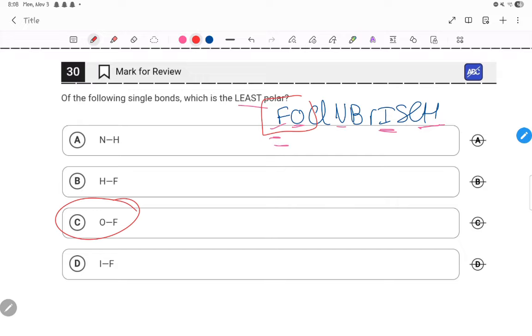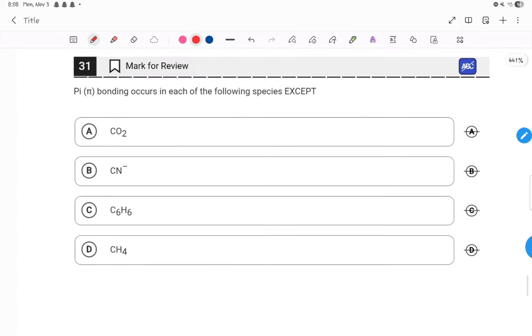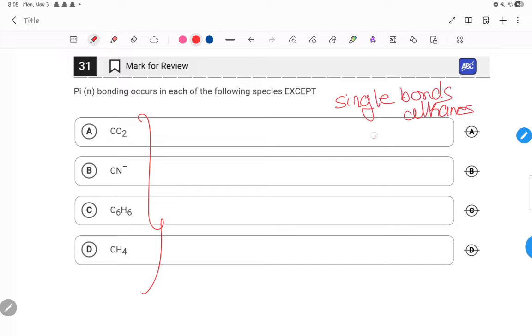We'll move on to 31. Pi bonding occurs in each of the following except. So basically you need to see which one of them does not have a double bond or a triple bond and has only single bonds. Directly speaking, you know that only single bonds are alkanes. And alkanes have a formula of CnH2n plus 2. So this definitely not, and this will be our answer because it's an alkane. An alkane has only single bonds. If a single bond is the only thing we find, we will not have a pi. We will only have the sigma bonding.